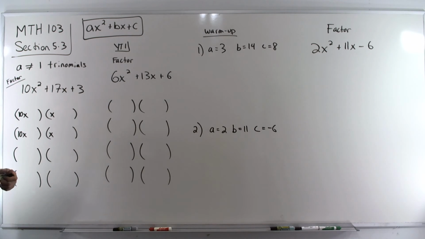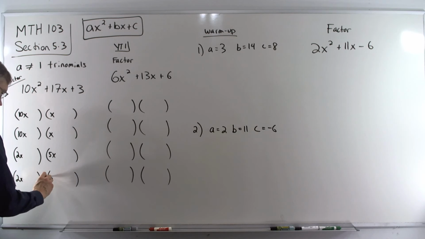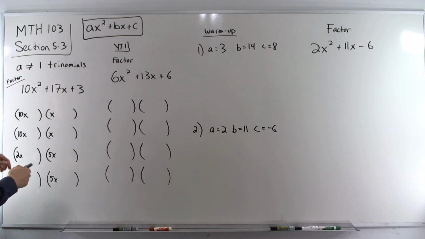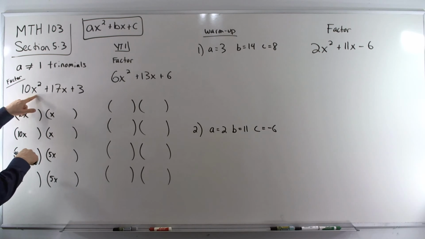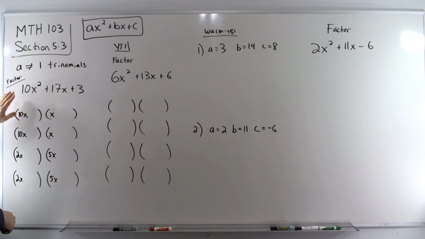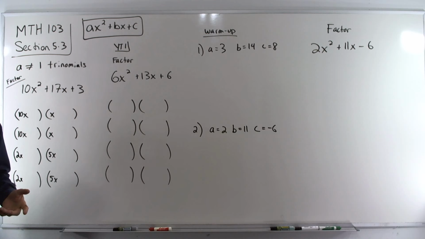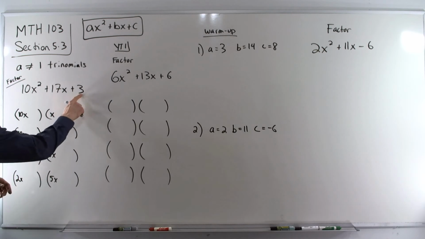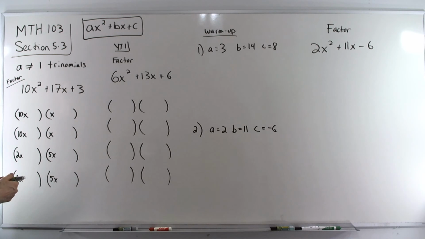I'm going to make two different versions of them. And we could also have 2 and 5, so 2x times 5x. And when we FOIL, we do first times first, and that gives us the x squared term. So there's all the different ways we can write 10x squared as a product. Now let's look at 3. 3 is a prime number, so it can only be 3 and 1.